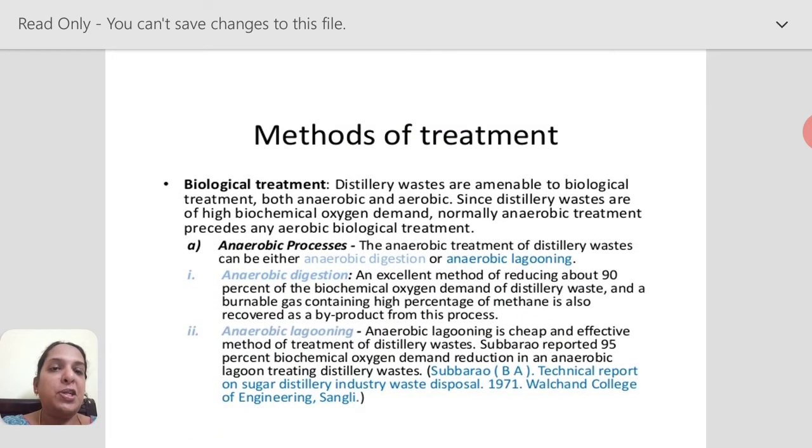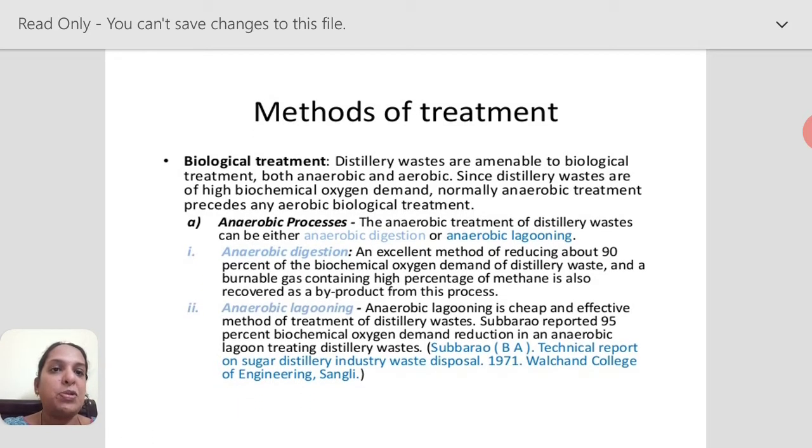So regarding the methods of treatment from the flowchart, you could see that this waste is more amenable to biological treatment, both anaerobic as well as aerobic. In the case of anaerobic digestion, about 90% BOD reduction can be expected. And if we go with anaerobic digestion, even methane gas recovery is possible as a byproduct of this process.